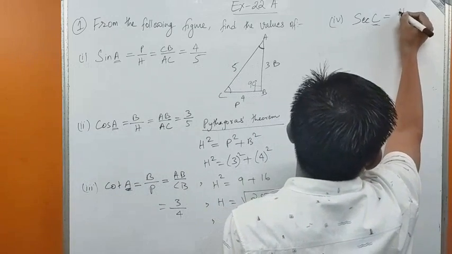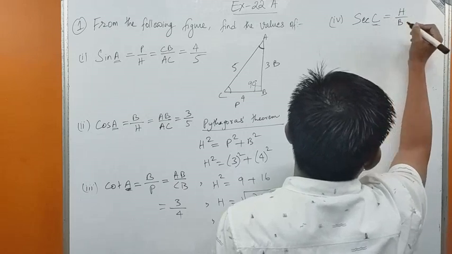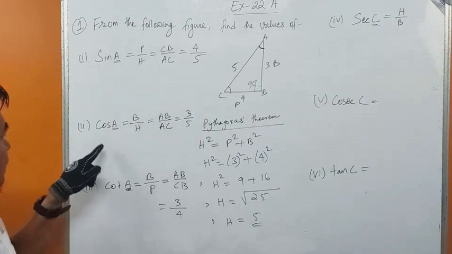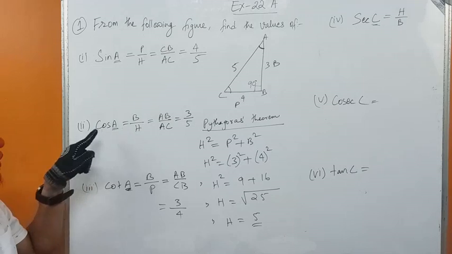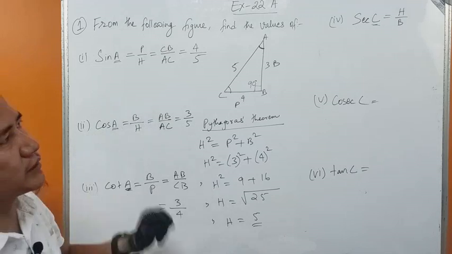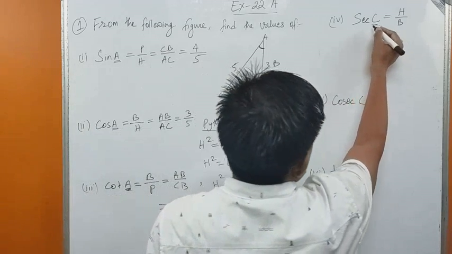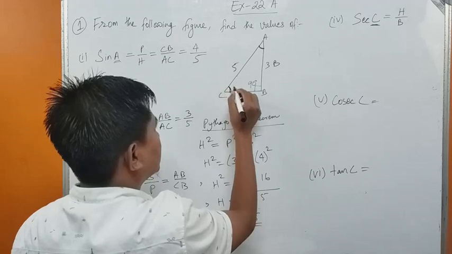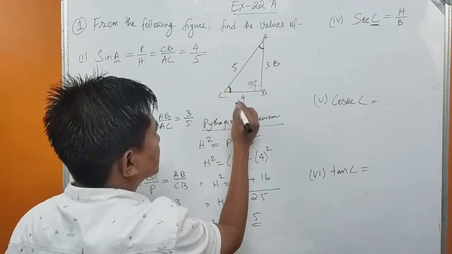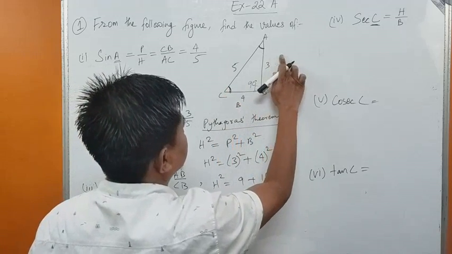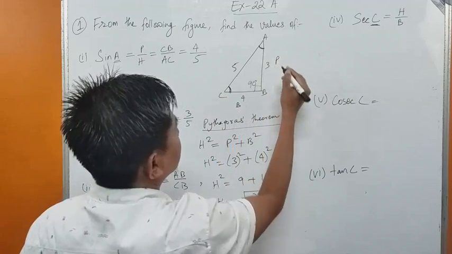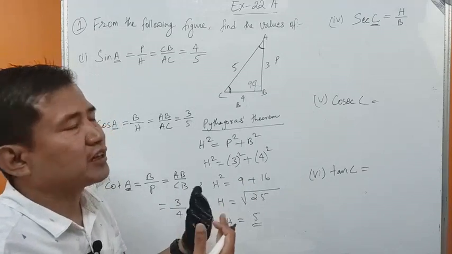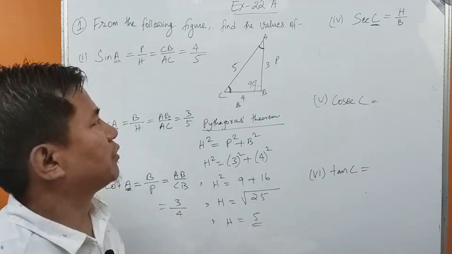hypotenuse upon base. Sec theta is the opposite of cos theta. So cos theta is base upon hypotenuse. That means sec theta equals hypotenuse upon base. Now we are talking about this angle C. When we talk about this angle C, this becomes base, this becomes perpendicular. Perpendicular and base change, depending upon the angle which we are talking about.